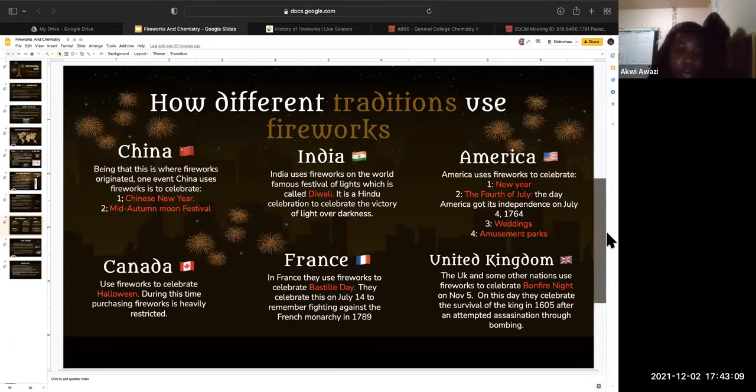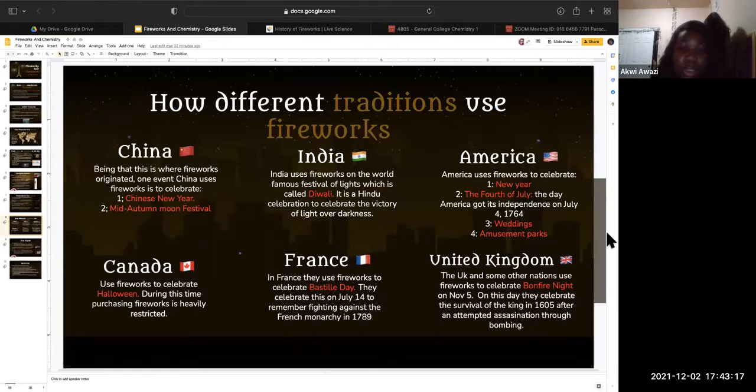On this day, July 14th, they use fireworks to celebrate fighting against the French monarchy in 1789. And in the United Kingdom and some other nations, they use fireworks to celebrate Bonfire Night on November 5th. On this day, they celebrate the survival of the king in 1605 after an attempted assassination through bombing.